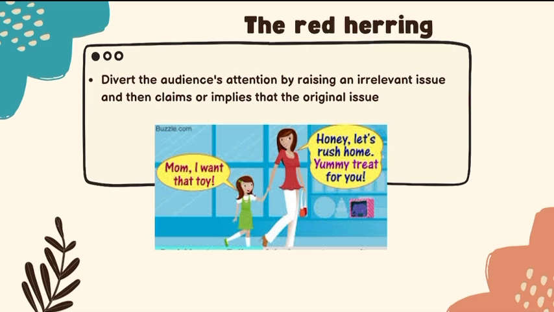The red herring fallacy: an arguer introduces an unrelated issue to divert attention and make it seem as if the original issue has been addressed or resolved. For example, child: Mom, I want that toy. Mom says: honey, let's rush home. I'll give you a treat.